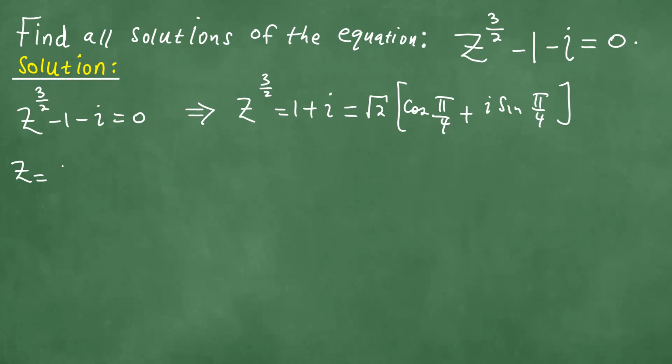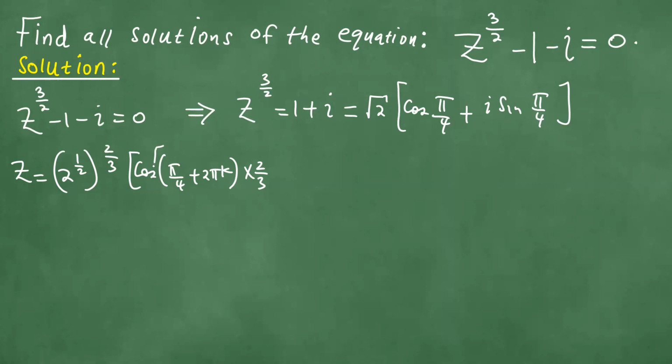obtaining z equals, now the square root of 2 can be written as 2 to the power 1/2, and then you raise it to the power 2/3, times the cosine of pi over 4. Now we can write here pi over 4, we add 2 pi k, we multiply by 2/3. So we have this. We have exactly that one.